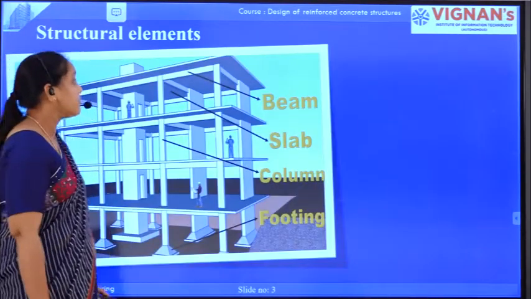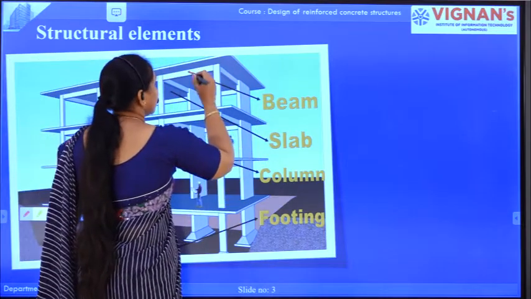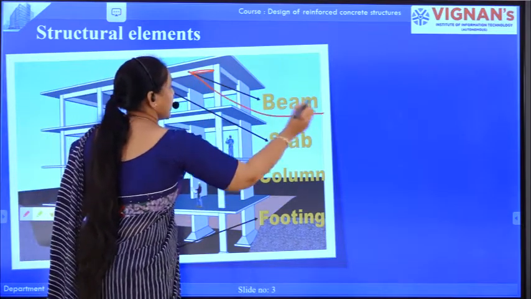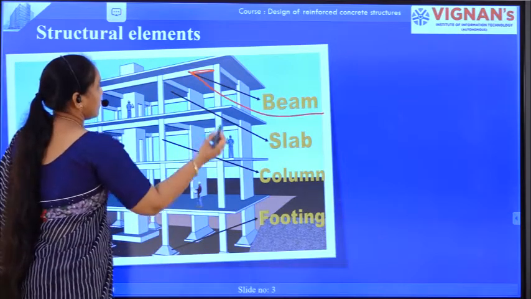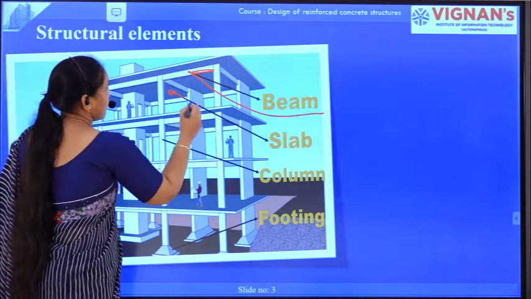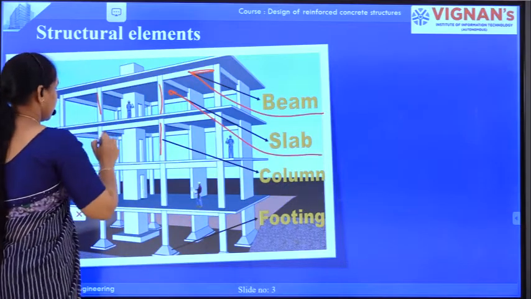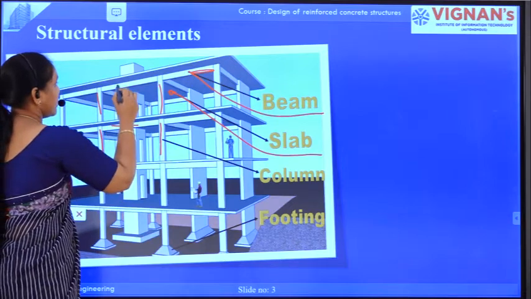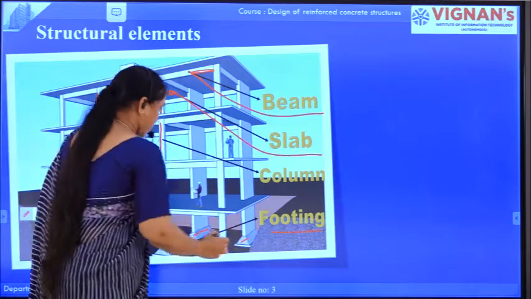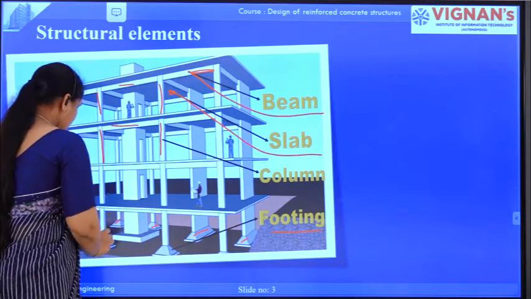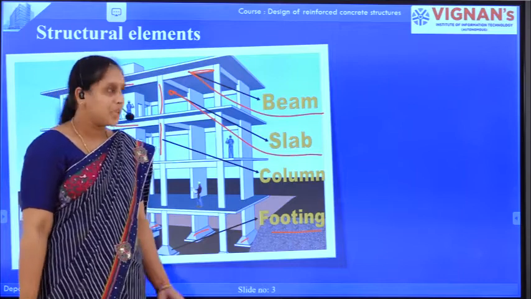In this particular figure we can see these are the beams. These are the main structural elements. This is the slab and these are our columns. All these are our columns, and all these are our beams. Here we can see slabs and these are going to be our footings. So these are the basic structural elements which you can see in any structure.